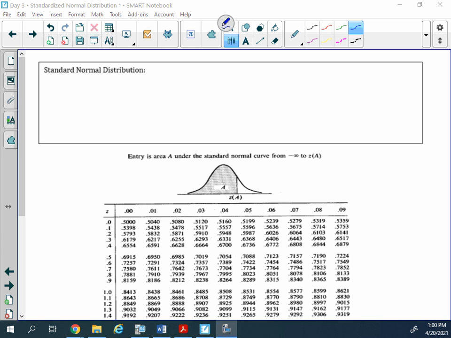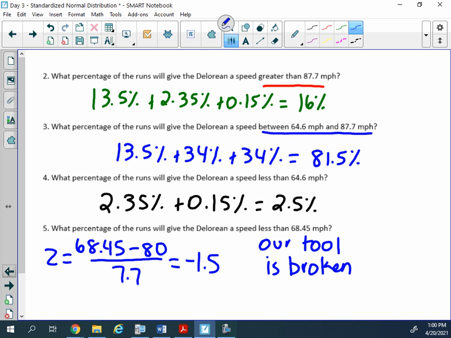Hey guys, so here's part 2 of the day 3 notes. We're talking about standardized normal distribution. So we left off on number 5 where we talked about when we had the DeLorean and we wanted to know what percentage will run below 68.5.